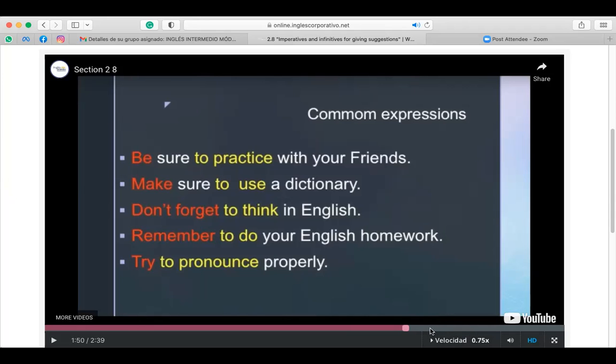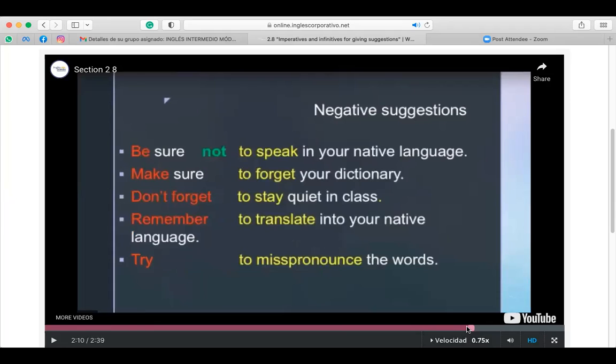Lo mismo podemos hacer para las instrucciones negativas, solo agregamos not antes del verbo completo con la partícula to, ¿verdad? Be sure not to speak in your native languages. Okay, can you please complete the other negatives and pronounce them?